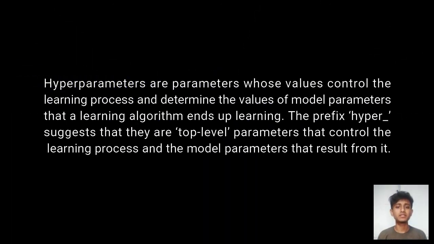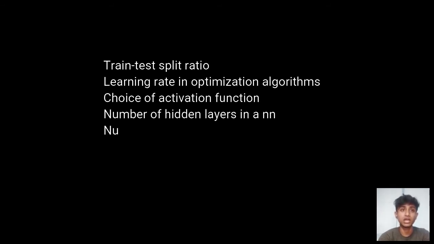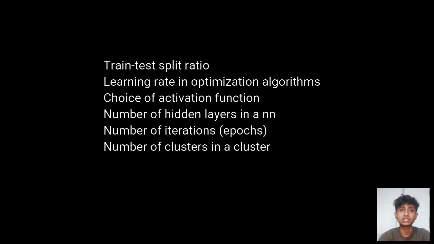While talking about hyperparameters, hyperparameters are the parameters whose values control the learning process and determine the values of model parameters that a learning algorithm ends up learning. The prefix hyper suggests that they are top level parameters that control the learning process and the model parameters that result from it. Some examples are train test ratio, learning rate, choice of activation function, number of hidden layers, number of iterations, number of clusters, pooling size, and batch size. These are very common examples of the hyperparameters we can change, and they will affect our trained model and maybe the output.